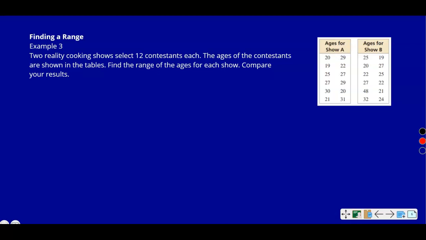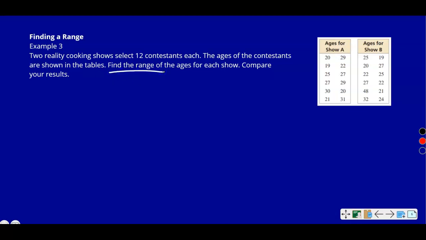Measures of center and variation, part 2. So we're up to example 3, and it says 2 reality cooking shows select 12 contestants each. The ages of the contestants are shown in the tables. Find the range of the ages for each show. Compare your results. All right, so what we're doing is we're trying to find the range.